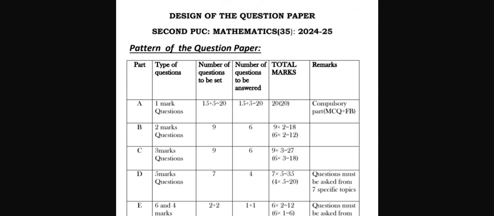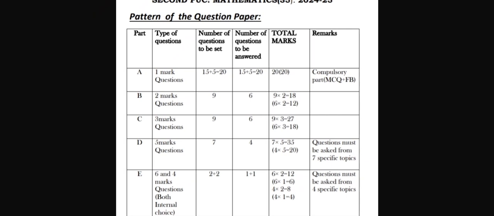Then the last part, part E. In part E there are 2 types of questions. One question carries 6 marks and the other carries 4 marks. There are 2 questions of 6 marks. Out of 2 questions we have to solve only 1 question. And in 4 marks questions there are 2 questions of 4 marks.